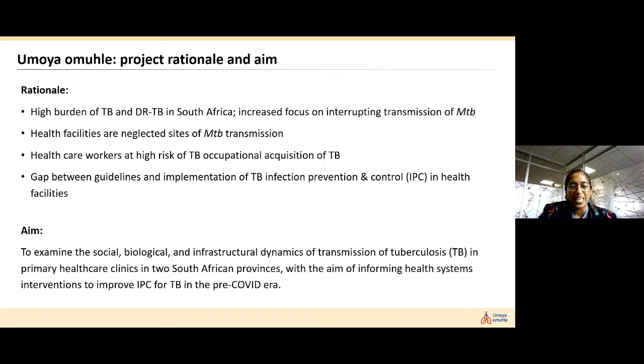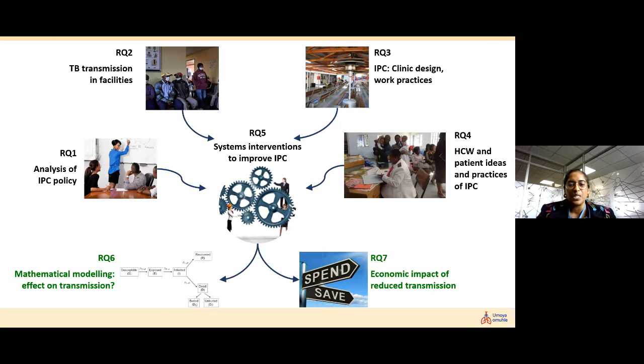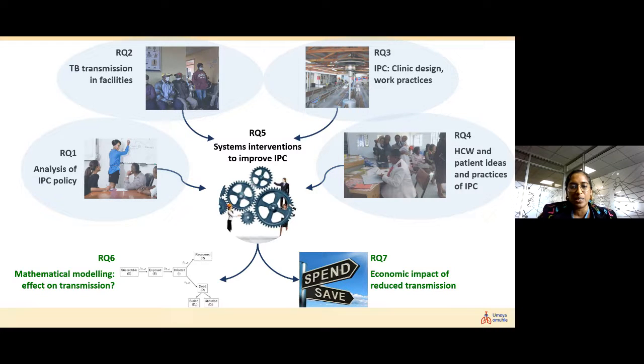It's important to note that the data were collected prior to the COVID-19 pandemic. So there were 7 work packages corresponding to 7 research questions. The first 4 work packages involved data collection to inform intervention development. These included work on the policy environment, the epidemiology of TB transmission in facilities, the documentation of key elements of TB IPC, including ventilation, space, clinic design, and infrastructure, as well as people's movements within the space, and finally, healthcare worker and managerial perspective.